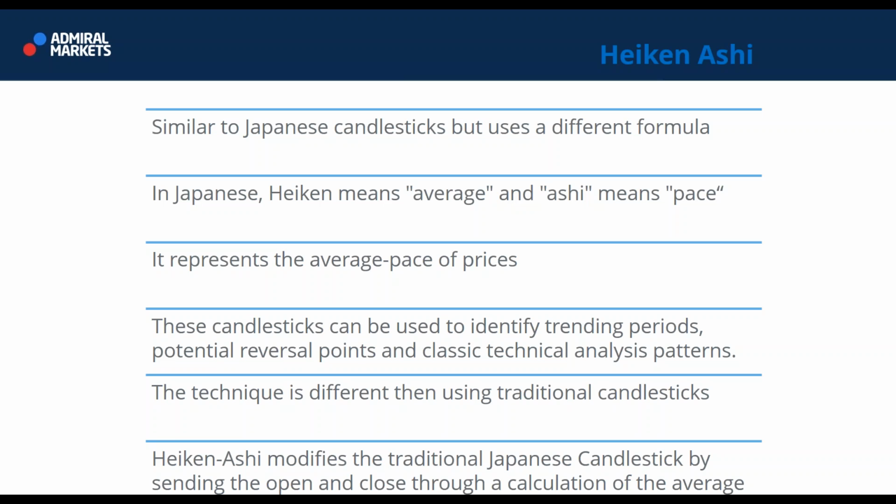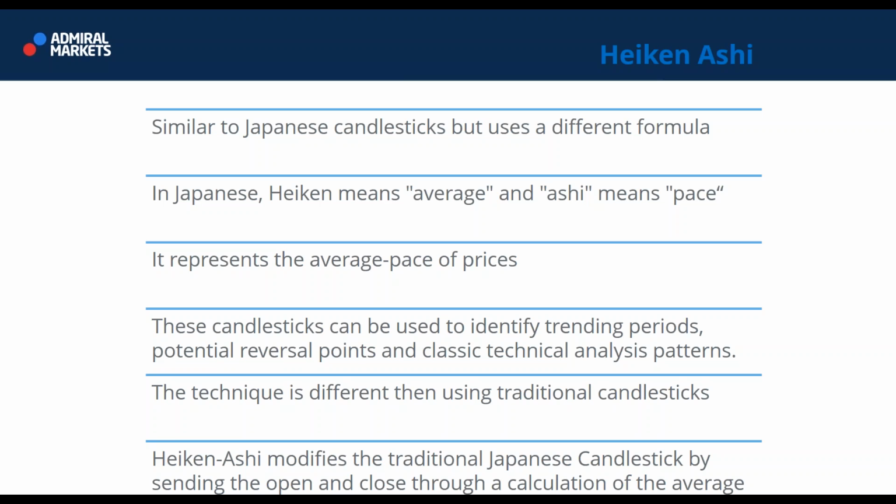The first thing about Heiken Ashi is that those are similar to Japanese candlesticks, but the formula for those is slightly different. Also in Japanese, Heiken means average and Ashi means pace. So Heiken Ashi candles are the average pace of price action. Definitely you will see the difference, especially if you're a new trader, between standard Heiken Ashi, smoothed Heiken Ashi, Japanese candlesticks, and let's say Renko.